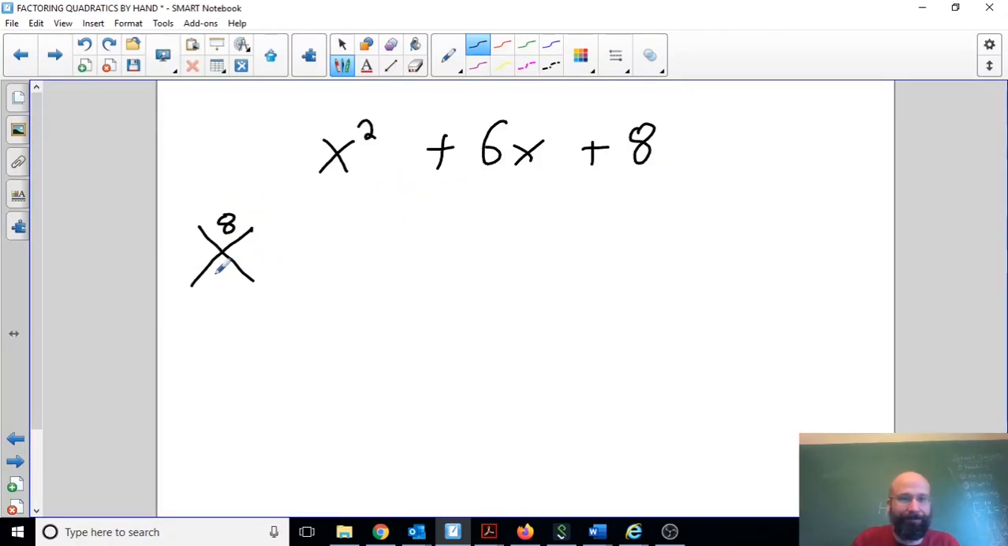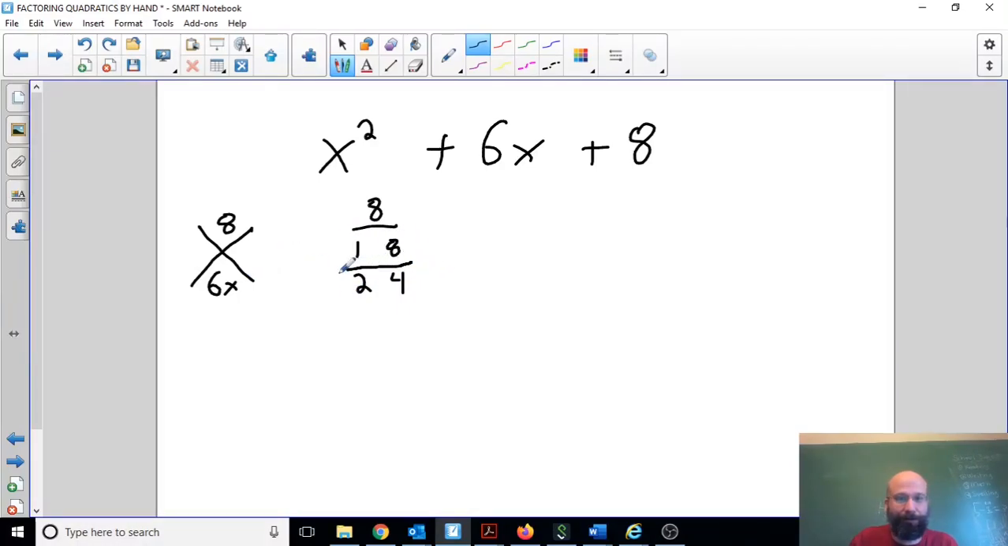And this term is 6x. So we need to find terms that multiply to 8, but that add to 6. So we can find all of our factors of 8. We have 1 and 8, and 2 and 4. So which one of these multiply to 8? They all do. But that add to 6. 1 plus 8 is 9, but 2 plus 4 is 6.